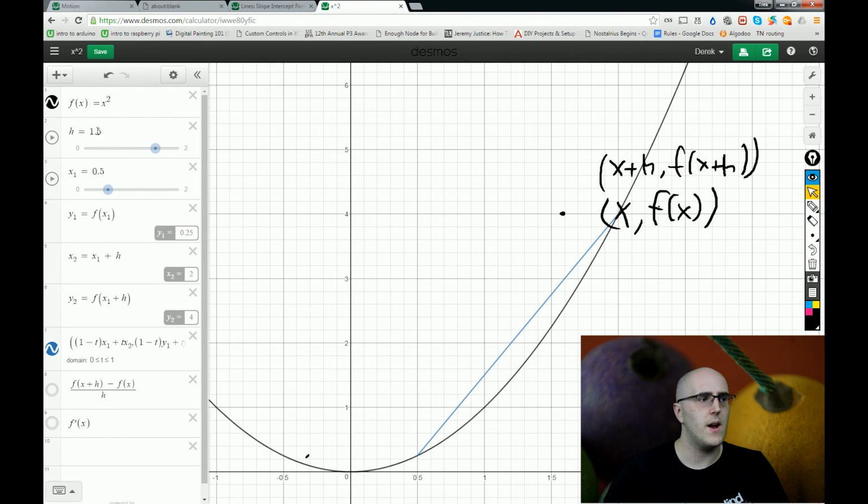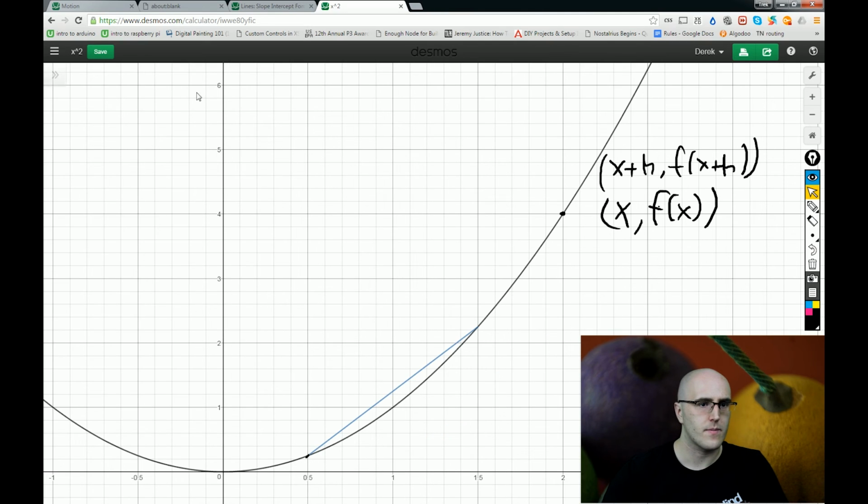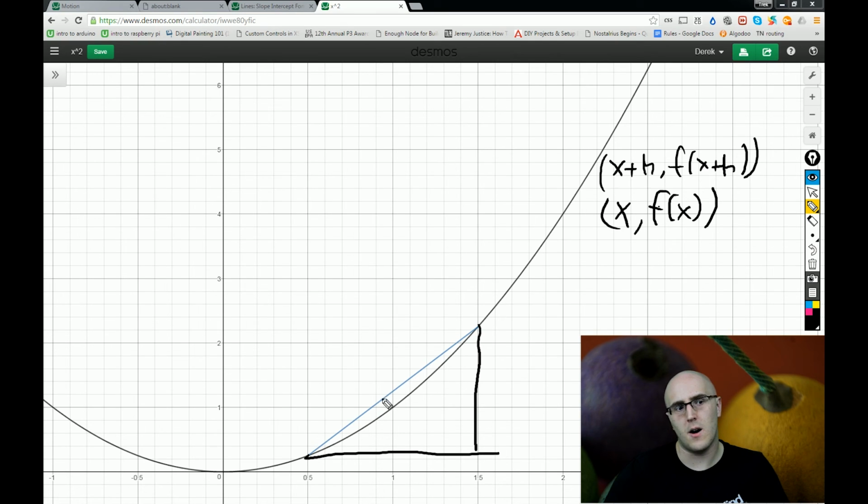And right now we have an interval of h equals 1.5. Let's try decreasing it to 1. As you can see, our interval changed. Instead of going from 0.5 to 2, we're going from 0.5 to 1.5. And if we do rise over run again, exact same as before, you can see that our blue line, which is what we're actually calculating, is much closer to the curve.